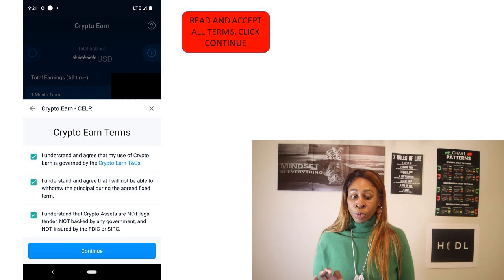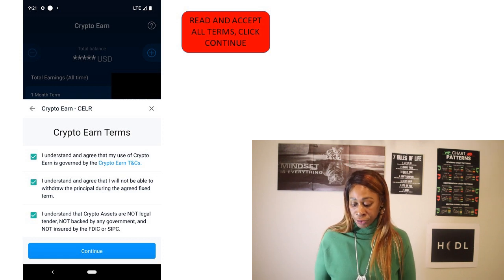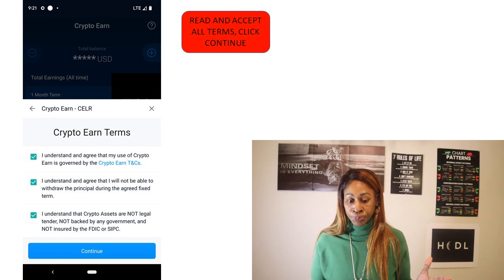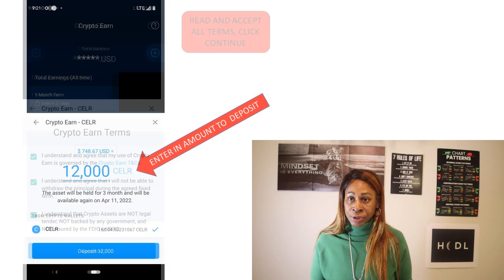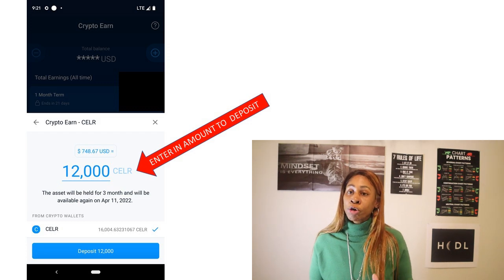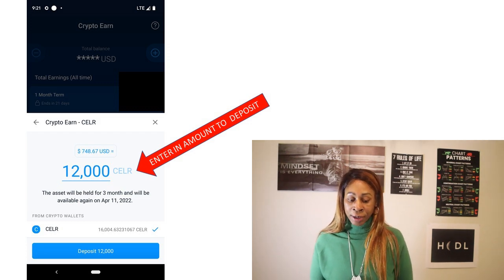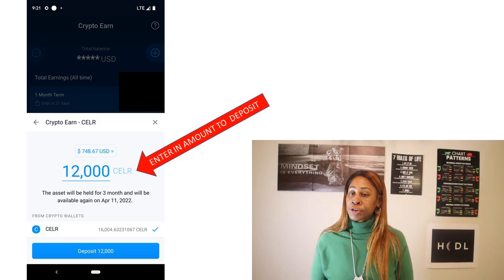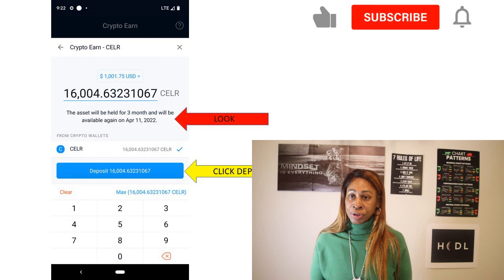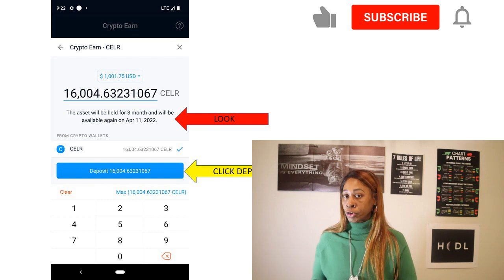Next, read and accept all terms. Just understand what you're agreeing to. When this screen comes up, enter the amount that you want to deposit for your crypto earn. If you look down here, I have a total of 16,004 tokens. You can just click there, or you can enter it in. You can deposit all of it or some of it.